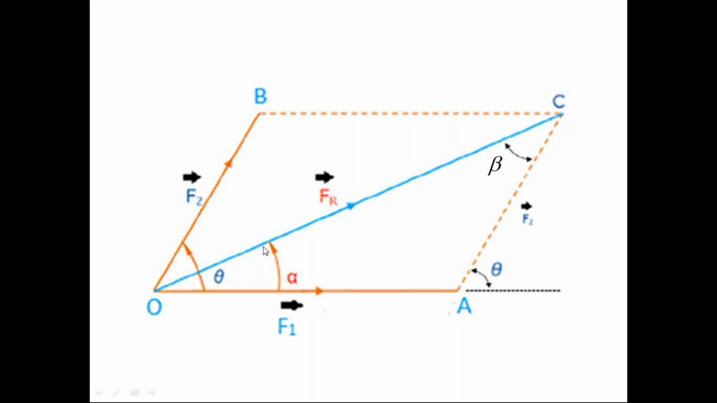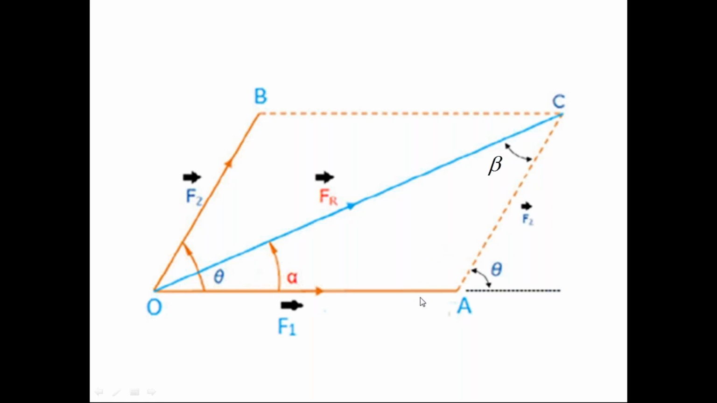Then at point O, the angle is alpha. At point C, the angle is beta. This line AC makes the angle theta with the horizontal, because AC is parallel to OB. The line OB with the horizontal makes the angle theta, and the line AC also makes the angle theta with the horizontal. Then at point A, the remaining angle is 180 minus theta.